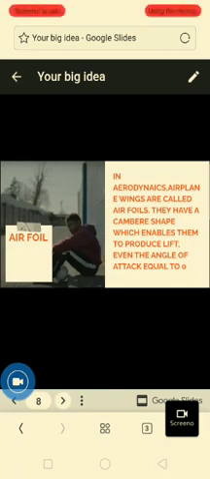In aerodynamics, airplane wings are called airfoils. So, what are airplane wings called basically? In the aerodynamics subject, airplane wings are known as airfoils. They have a special shape which enables them to produce lift, even at an angle of attack equal to 0. They are designed in such a way, with a curved shape, that enables them to produce lift even when the angle of attack is equal to 0.